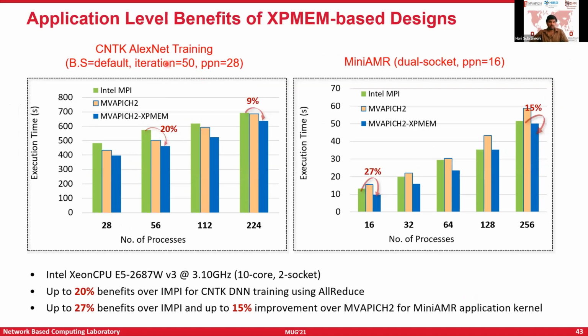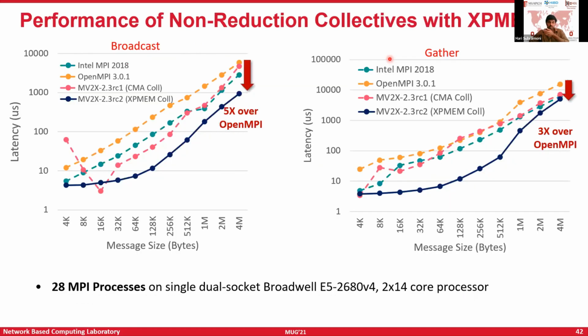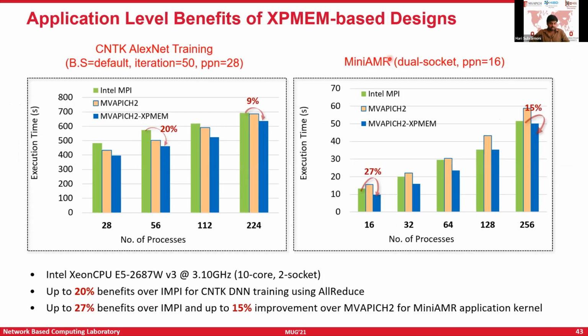The benefits are not just limited to the microbenchmark level; they are quite easily transferable to the application level. Here we look at the performance of CNTK-based AlexNet training as well as miniAMR. We can see that by using XPMEM-based designs, we are not only able to improve the performance of reduction and non-reduction based collectives at the microbenchmark level, we are also able to significantly improve the performance of the applications as well.